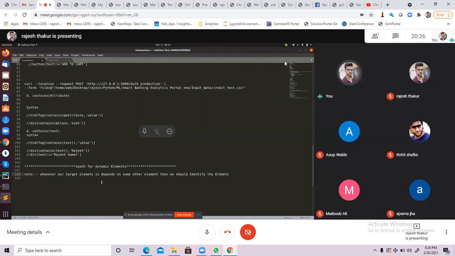We should identify the element by XPath for dynamic allocation. Yes, this is the rule. Now, how to do? First thing, number 1 point.